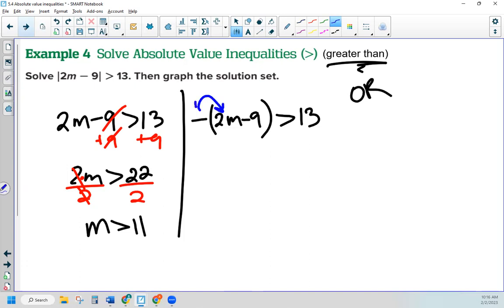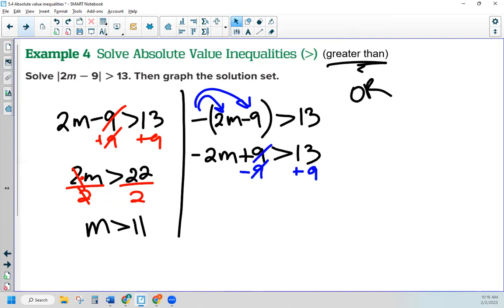Next, we go ahead and distribute our negative here, changing our values to negative 2m plus 9, greater than 13. Right here, we take 9 to the other side by subtracting. I said subtracting here, but then I wrote adding. So that will give me here 13, 4.